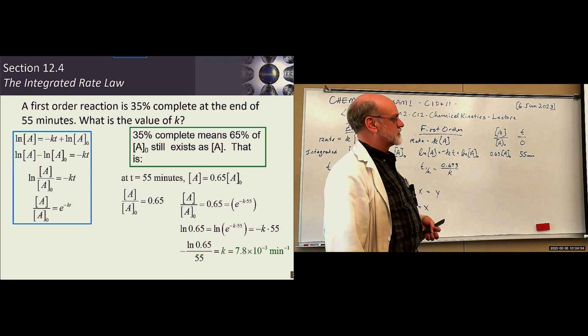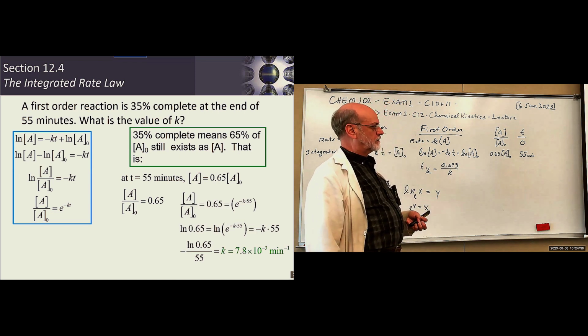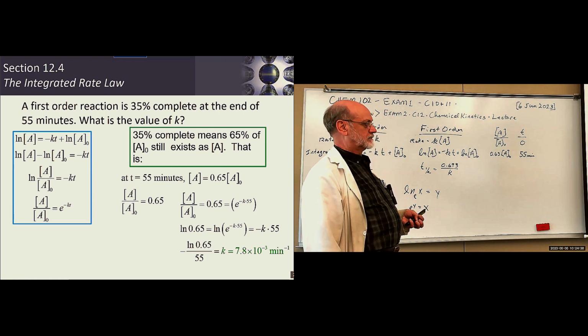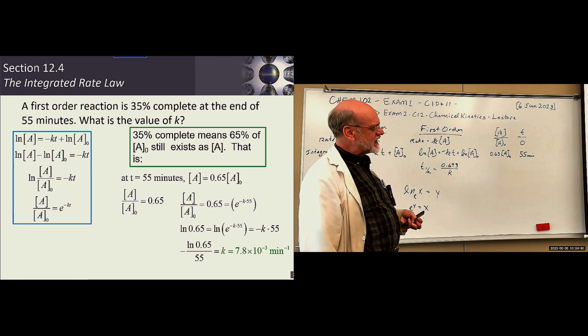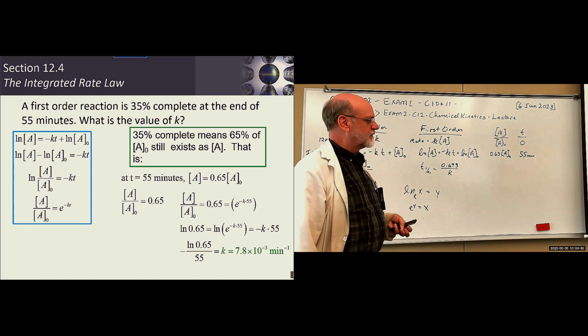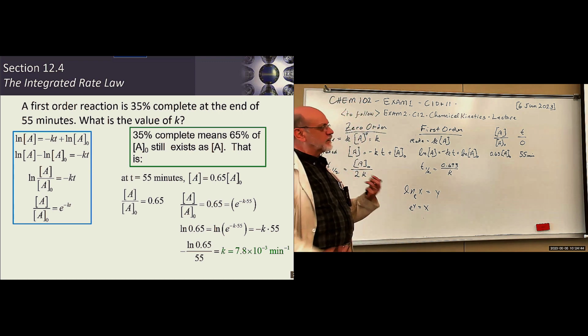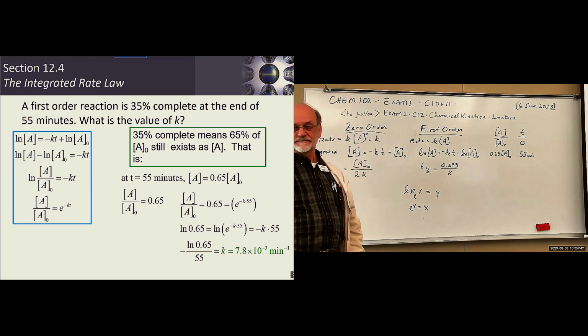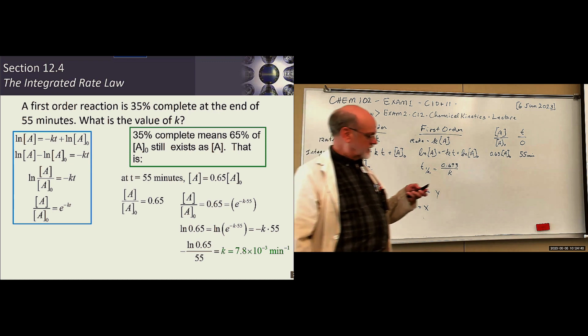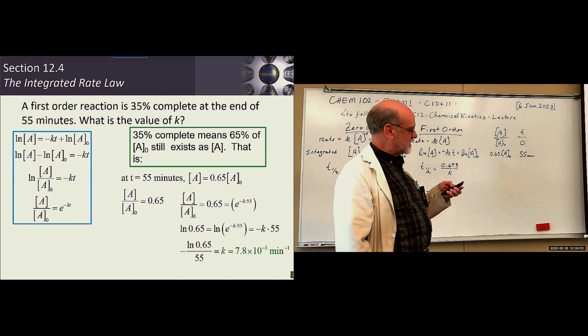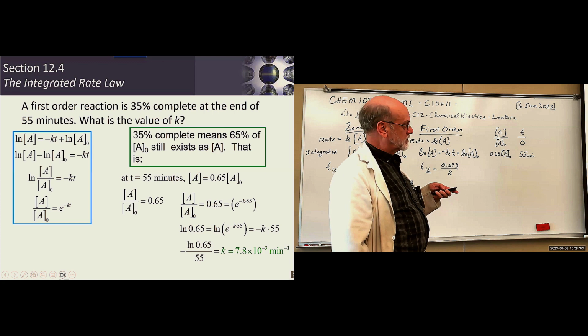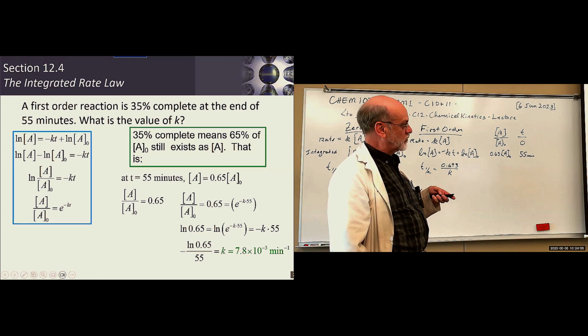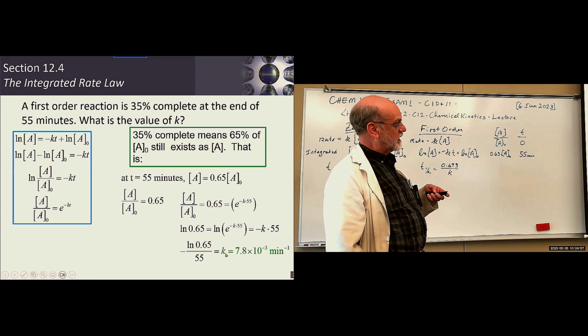So now we just have to solve that for k. Right? K is in the power of e. So now what we have to do is reconvert that to logarithms. And that's what the next to the last step is. Simple. We just calculate the natural log of 0.65 divided by 55, and there's your k.